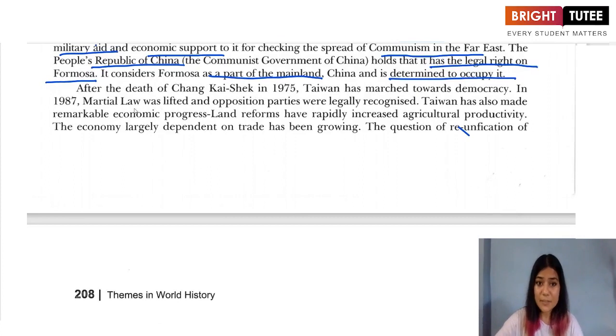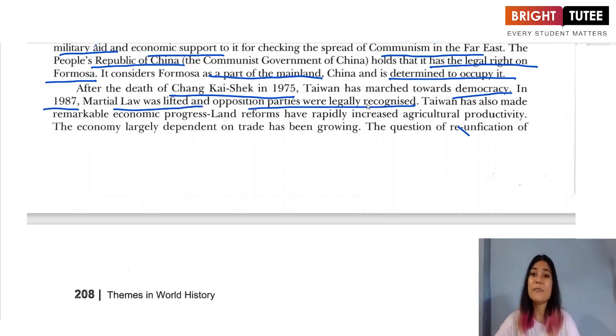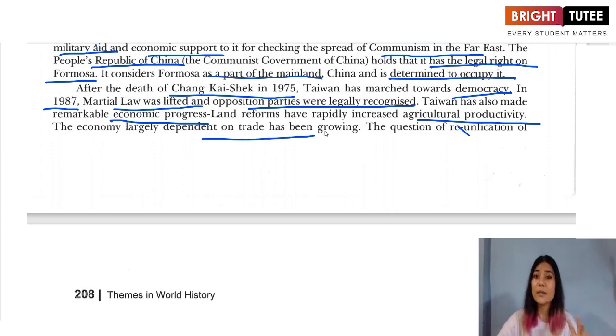Okay. Now, after the death of Chiang Kai-shek in 1975, Taiwan became a democracy. In 1987, martial law was lifted and opposition parties were legally recognized in Formosa. Okay. Now, Taiwan also achieved remarkable economic development. It introduced land reforms, and it also encouraged and supported its agricultural productivity, working towards the development of its agriculture. Okay. Now, the economy of Formosa depended largely on trade. Unlike China, whose economy depended mostly on agriculture. Of course, it had trade also going on, but agriculture was the most important factor on which the economy depended. But for Formosa, it was trade on which its economy rested. Okay.